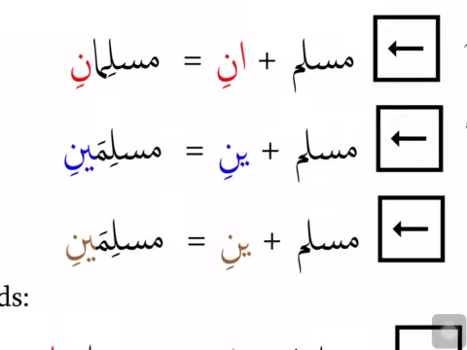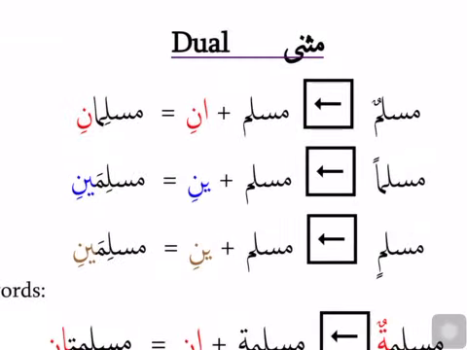When do you do ani? When do you do aini? How do I choose? If the mufrad ends in dhamma, like the first one, Muslimun, then the dual will have ani. If your mufrad ended in dhamma, then its dual form will end in ani. If your mufrad ended either in fatha or in kasra, its dual form you will only choose aini. Now you don't have a choice, you'll only choose aini. For the dhamma, you have to choose ani. For the fatha or kasra, you have to choose aini.